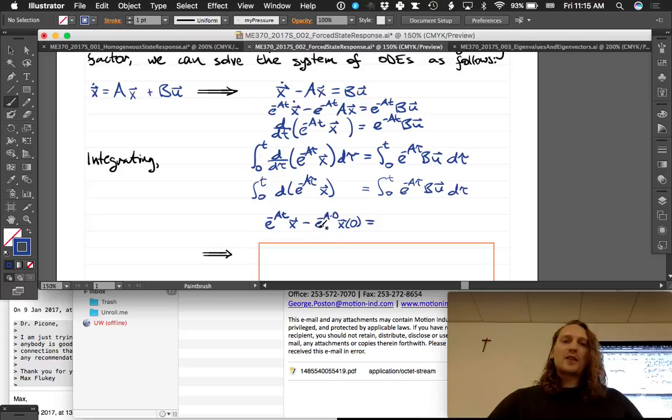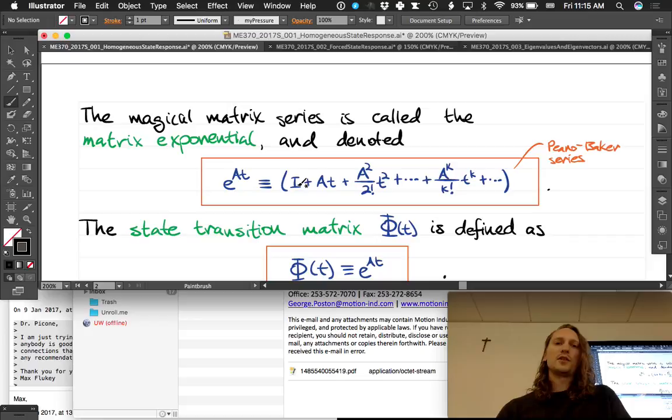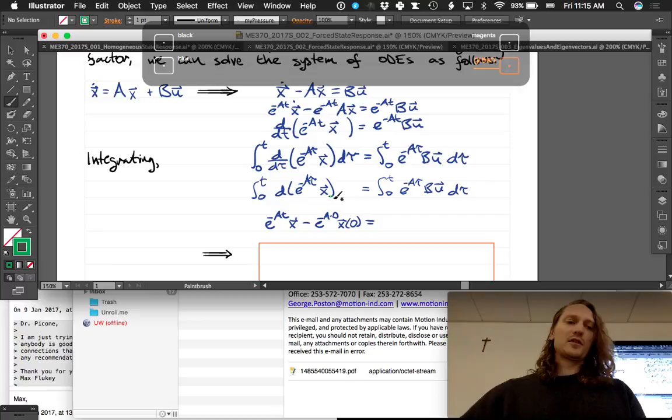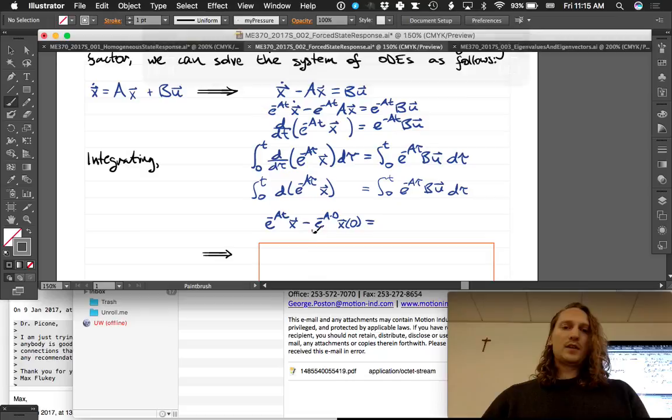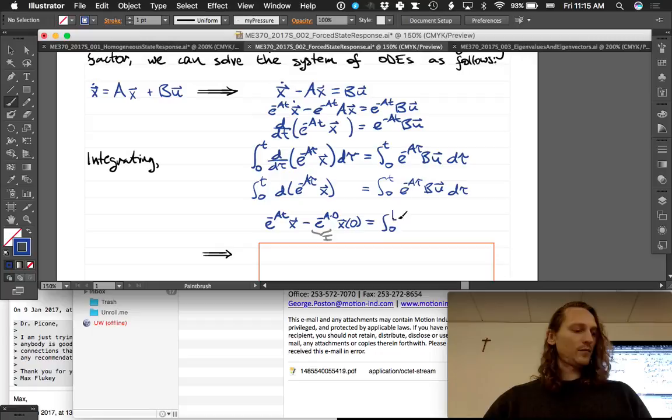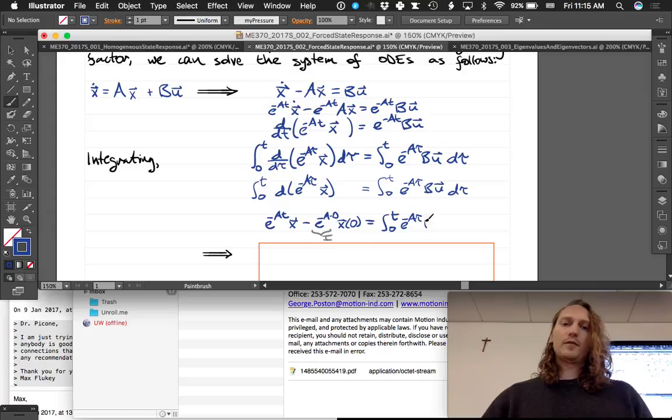If you were not sure about the matrix exponential, you could always go back to our definition of the matrix exponential and ask, what happens if t is zero in this series? It's just I. So if you were confused about what the matrix exponential is when t is zero, it's just the identity matrix. Good, and then the right-hand side stays the same, the integral of e to the negative A tau B u d tau.